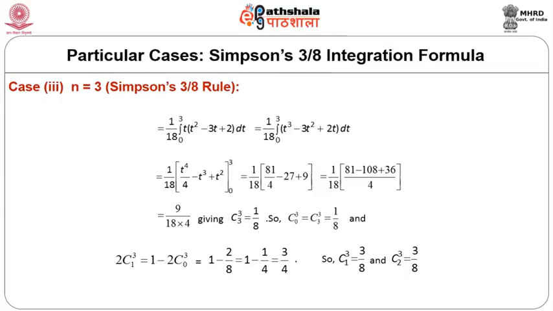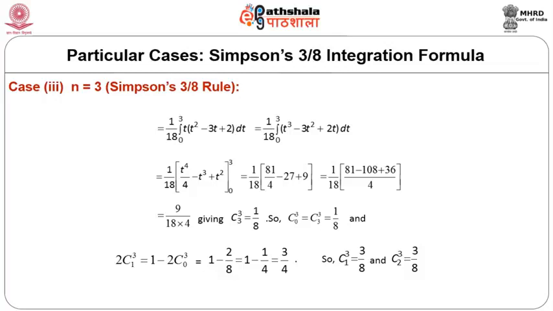to 3, t into, let us expand t minus 1 into t minus 2 gives t square minus 3t plus 2, and that multiplied by t will give us t cube minus 3t square plus 2t dt. And so the integral limits are 0 to 3. So we get 1 by 18, and the integral gives t raised to 4 by 4 minus t cube plus t square, limits 0 to 3. So put t equal to 3, 81 by 4 minus 27 plus 9, by 18.